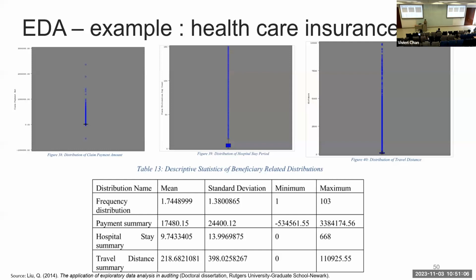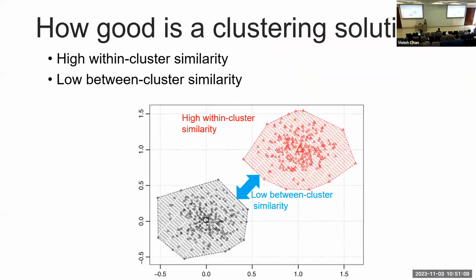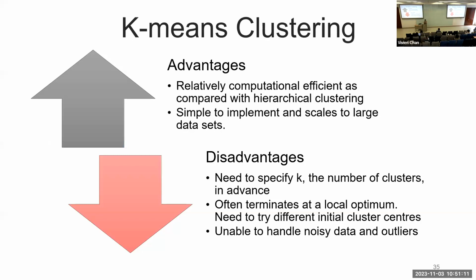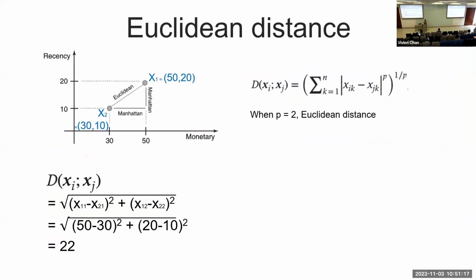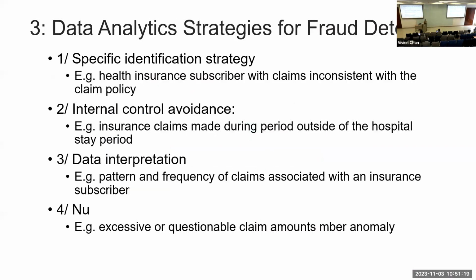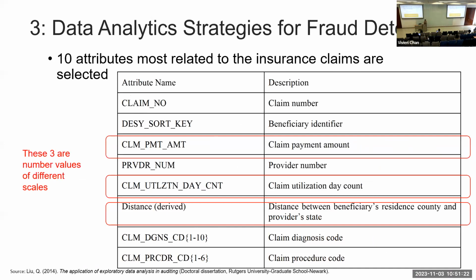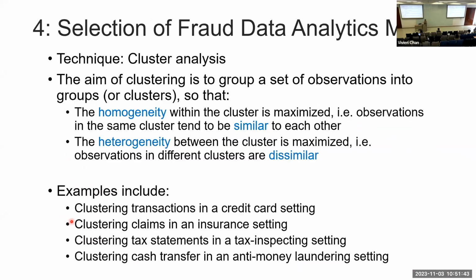So let's go back to our original case, in case you forgot. Remember our original case, we are talking about the Medicare data set. This is the Medicare data set. Now we are building a clustering. We are using cluster analysis to check, and we are using these 3 attributes to build the cluster.